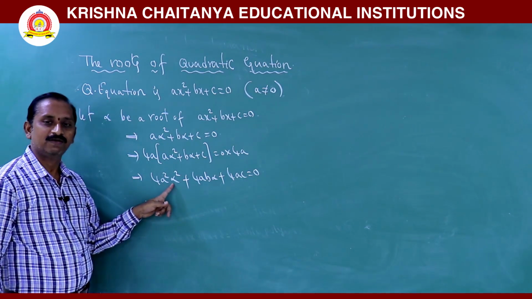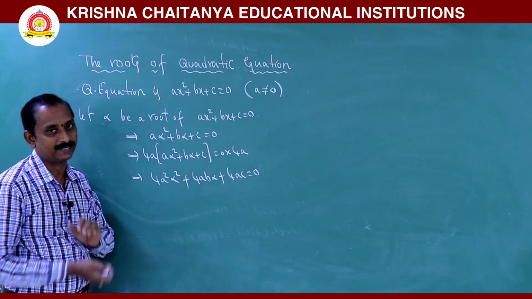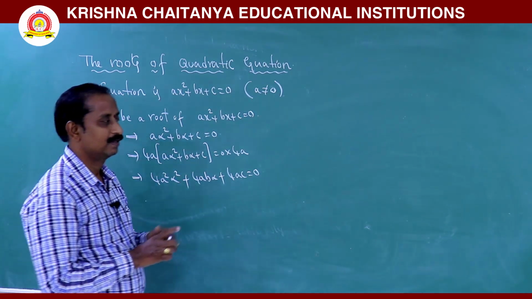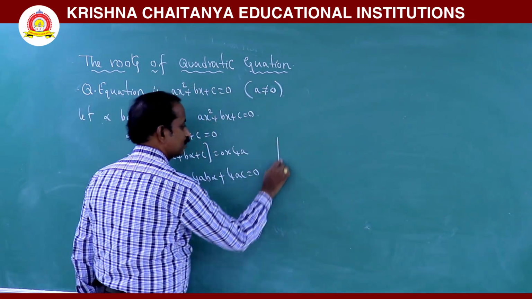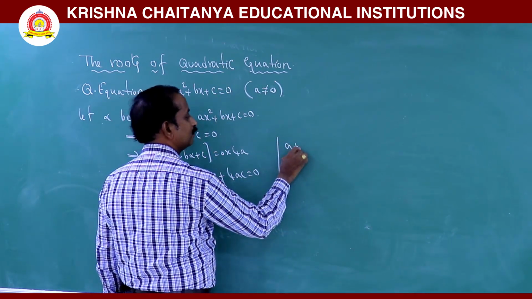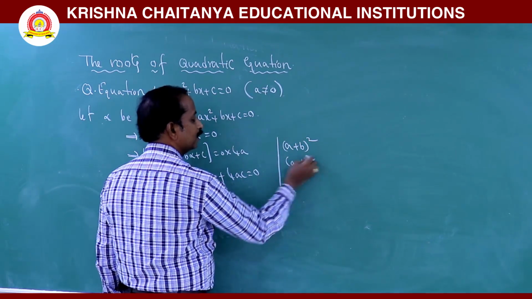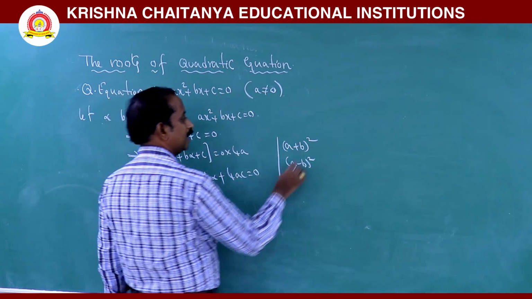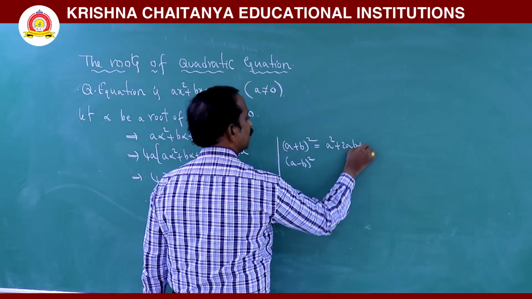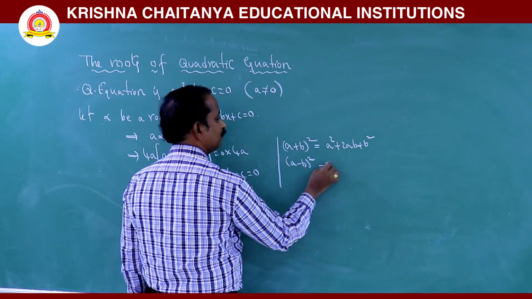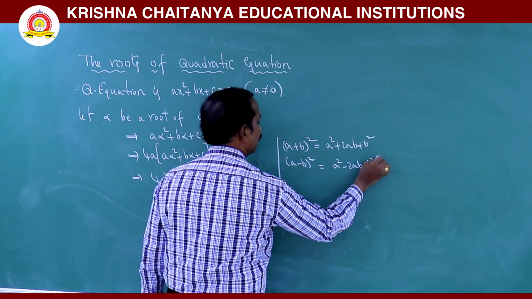Now, to get the value of alpha, it will be converted into a perfect square. So what is a perfect square? We know the general basics. A perfect square means it may be converted into either (a + b) whole square or (a − b) whole square. What is (a + b) whole square? It is nothing but a² + 2ab + b². (a − b) whole square is nothing but a² − 2ab + b².